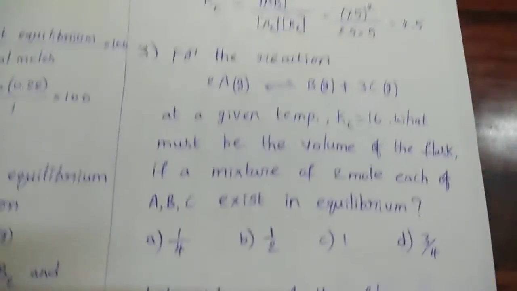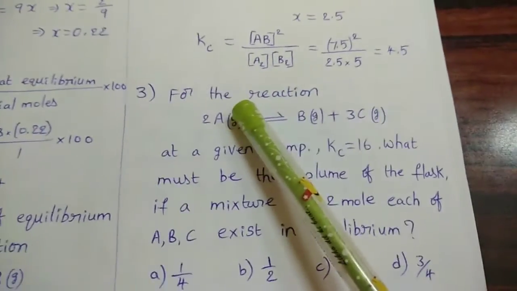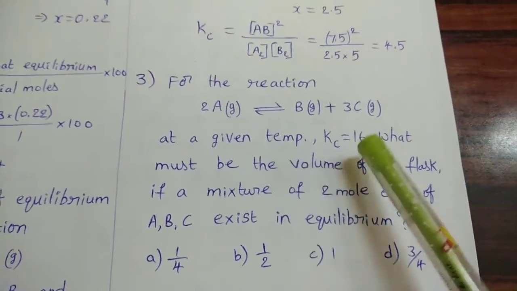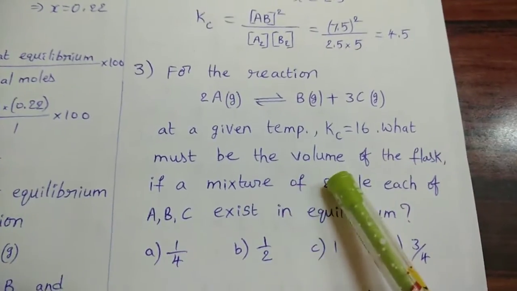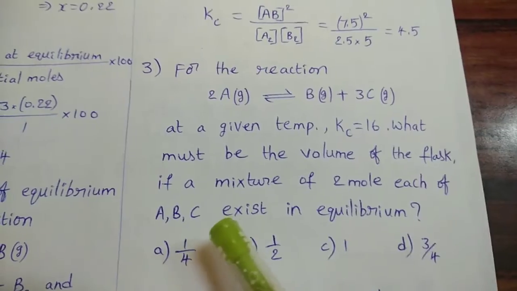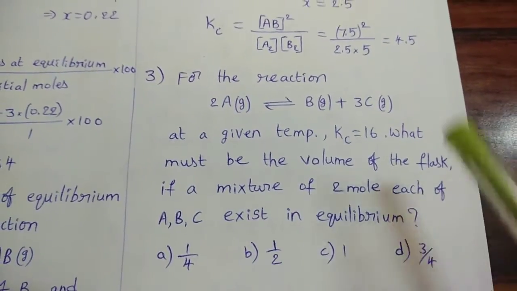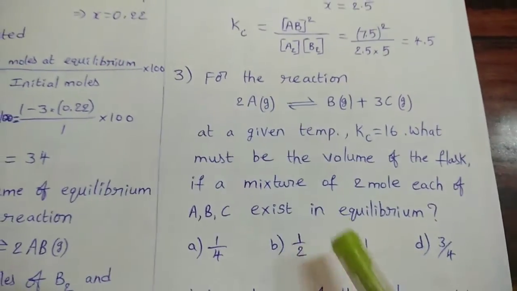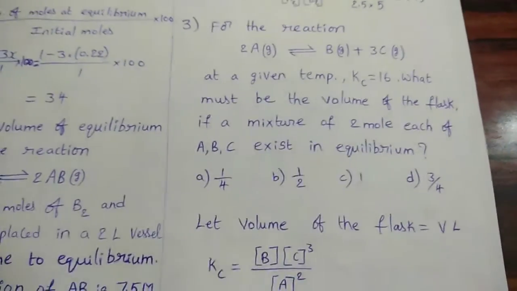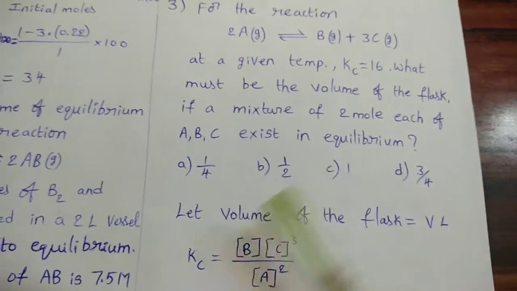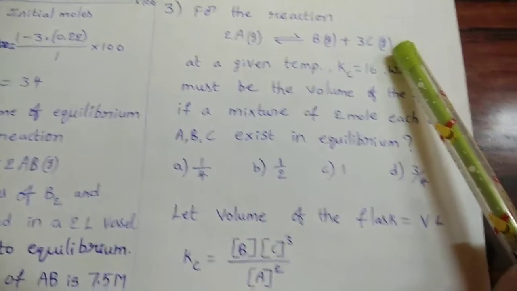Okay. See the next one. For the reaction 2A gives rise to B plus 3C at a given temperature, Kc equal to 16. What must be the volume of the flask if a mixture of 2 moles each of A, B, C exists in equilibrium? The numbers of moles of products and reactants are given. Volume we should calculate. Say this, let the volume of the flask be V liters. Write down the Kc expression based on the given equation. This is the expression.